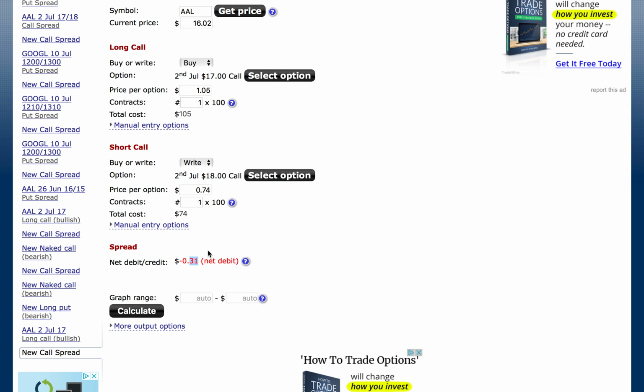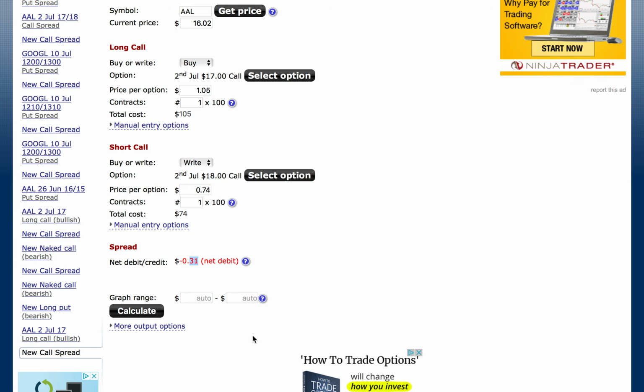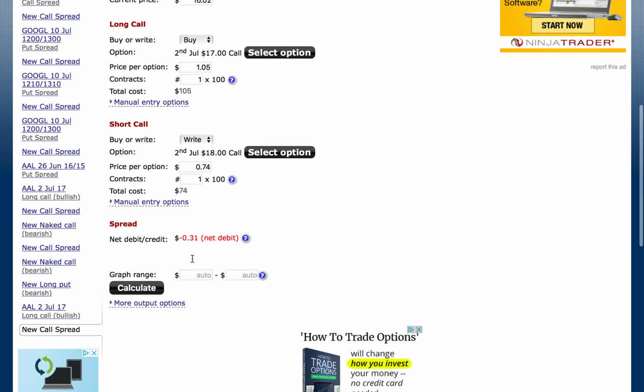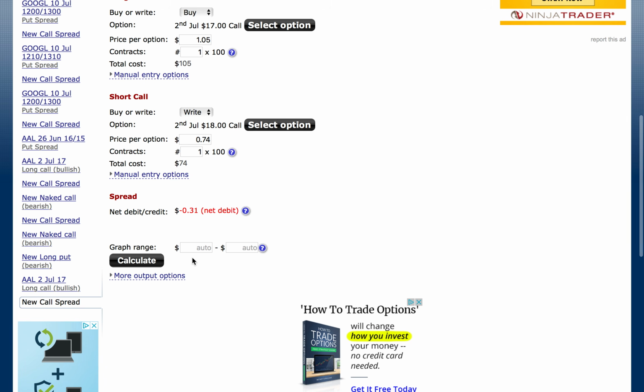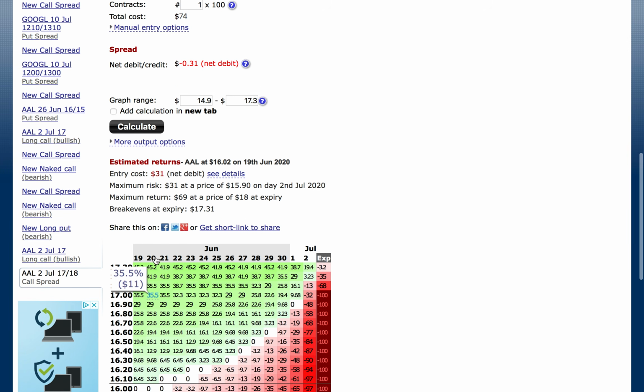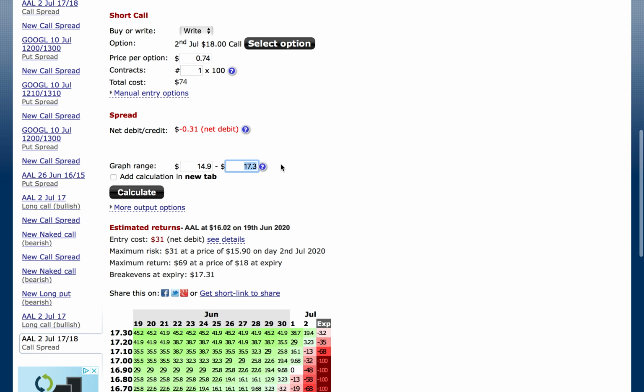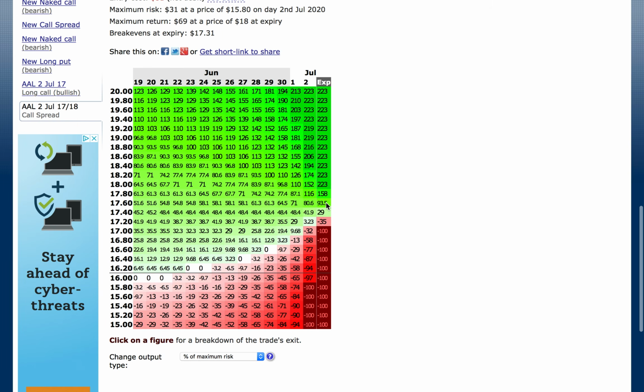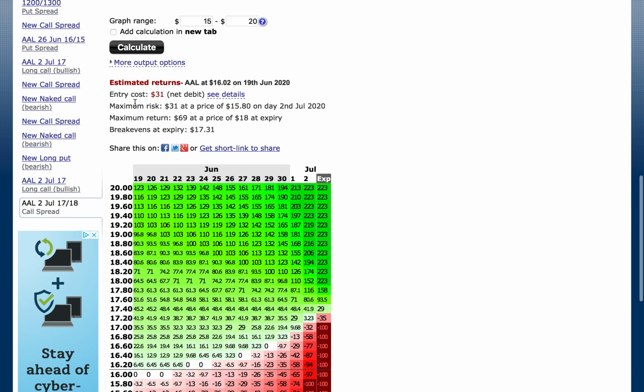And that's actually going to end up being the most amount you can lose now, right? So that's pretty cool. Now you can't lose 105. Now the most you can lose is 31. And some people might like that. But let's take a look at what happens to our max return now. So if we calculate this, and again, I'm going to go a little bit higher, let's say 20. Let's start off with looking at this estimated return section.